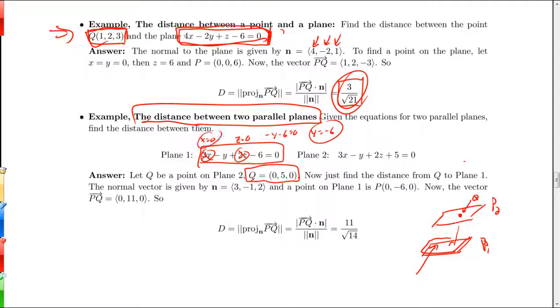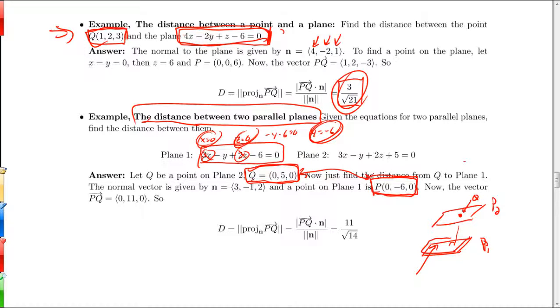So that's my 0, 0, -6. Sorry, but the 0 is for x, 0 for z, y is -6. That gives me this point. So I have my 2 points: the point on plane 2 and the point on plane 1. Now I'm just going to take the distance from the first plane to the point Q.